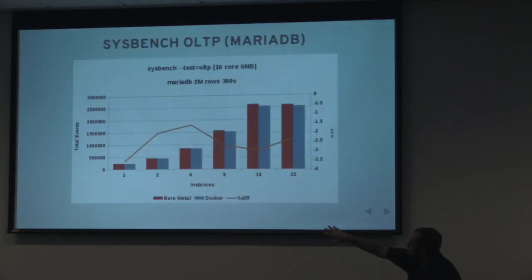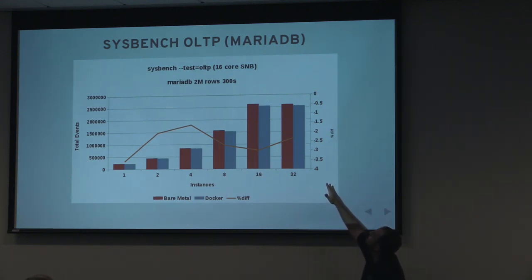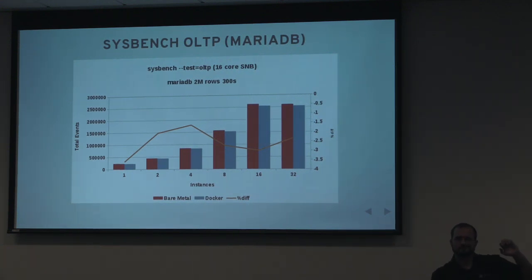The red line is bare metal. The blue line is Docker. You can see how close they are. The secondary y-axis, the one under my hand right now, tells you how many percent off it is from bare metal, corresponding to the yellow line. So we're somewhere between 1 and 3.5% versus bare metal. When I say low single digits, that's what I'm talking about.